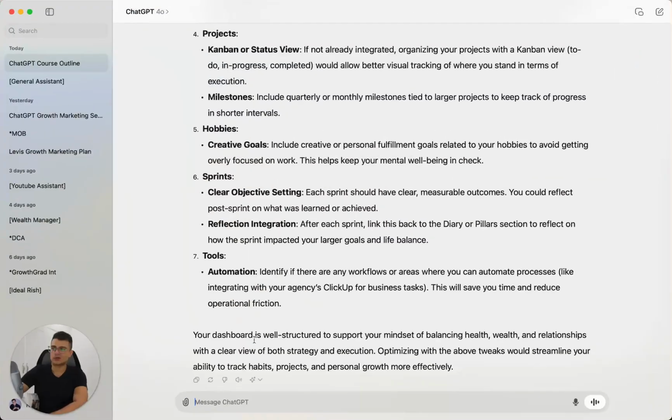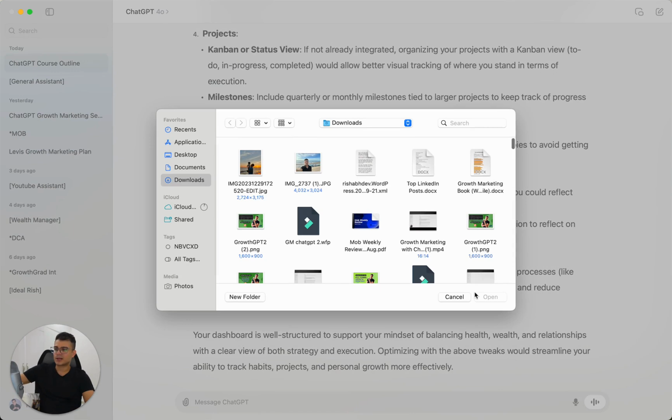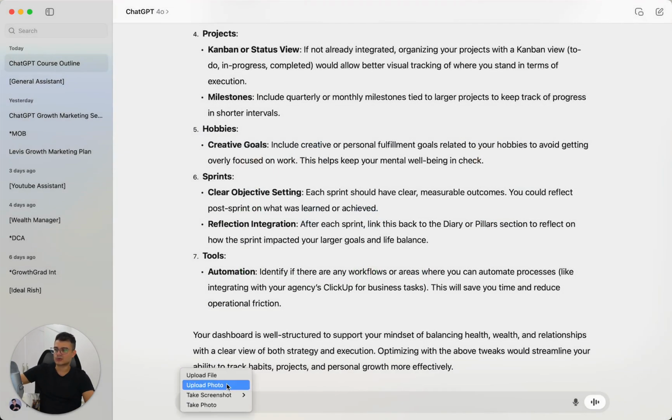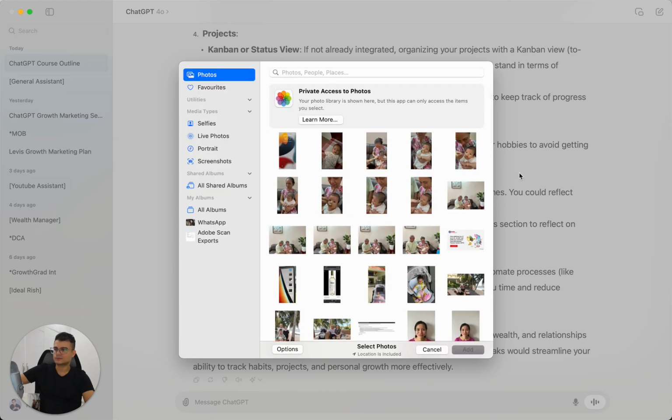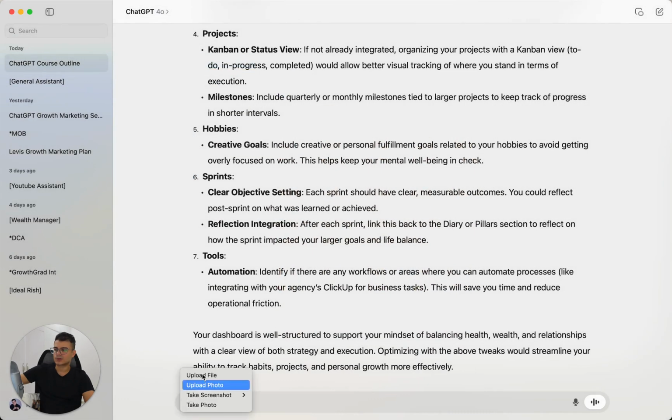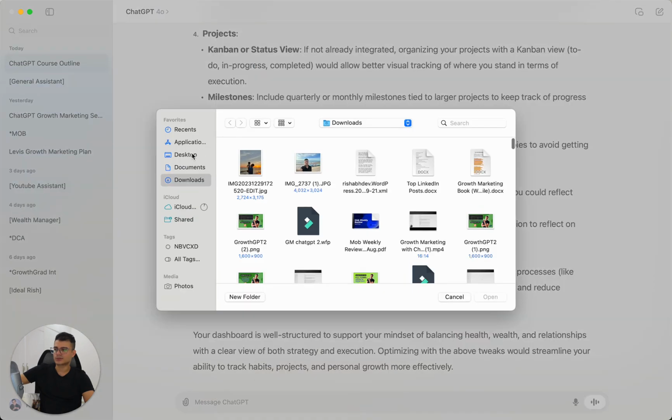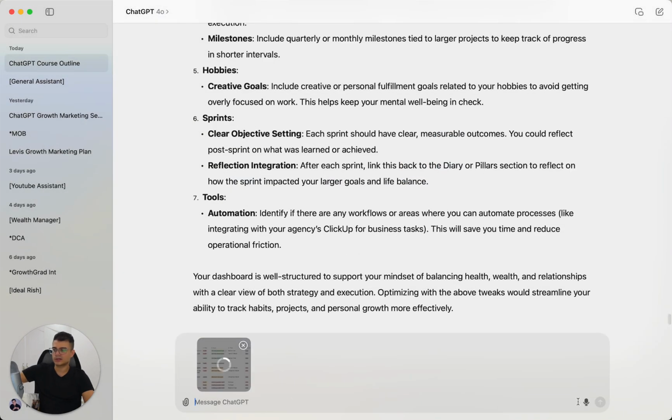So again, we're going to use 2 things. First feature we're going to use is we're going to upload the screenshot. So just click upload photo. Upload file. I'm just going to take up the screenshot here, and then I'm going to give it an input.